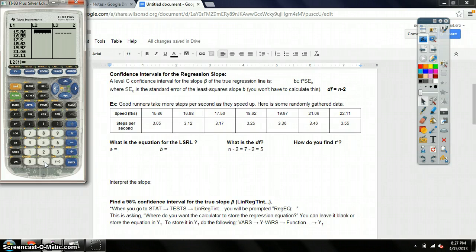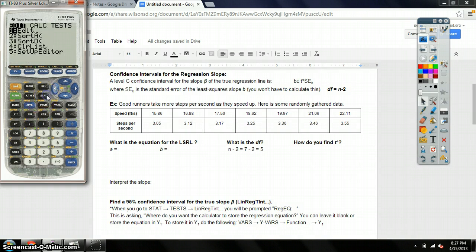Our second list is our steps. So we got 3.05, 3.12, 3.17, 3.25, 3.36, 3.46, and 3.55. Okay, so there we have all our information in.